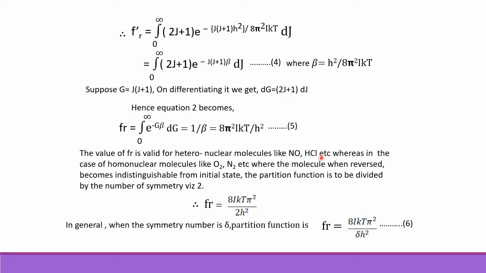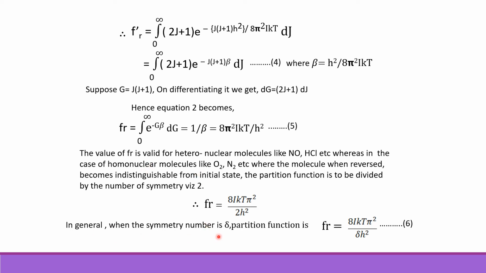Here you have different atoms. Whereas in the case of homonuclear molecules like O2, N2, etc., where the molecule when reversed becomes indistinguishable from the initial state, the partition function is to be divided by the symmetry number, 2. That means in the case of homonuclear molecules where both atoms are the same, the partition function has to be divided by the symmetry number, that is 2. So for homonuclear molecules, the rotational partition function becomes Fr is equal to 8 pi square I kT divided by 2h square. We write this 2 because the molecule is a homonuclear molecule.